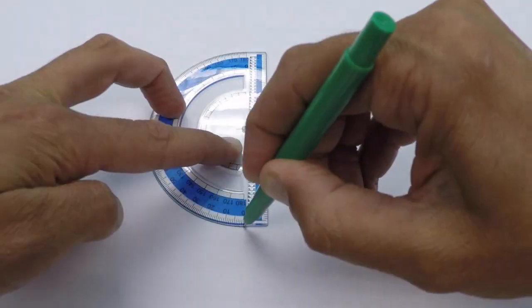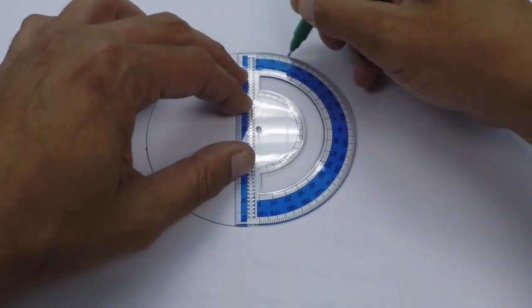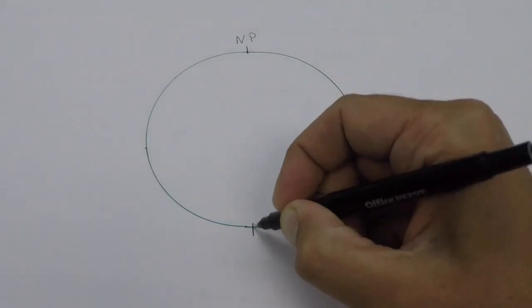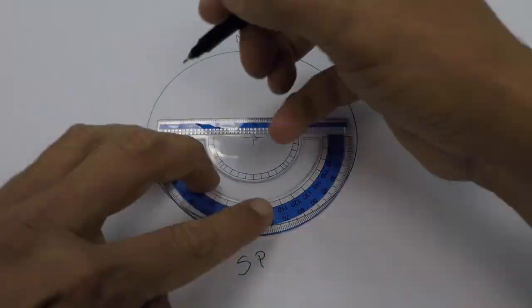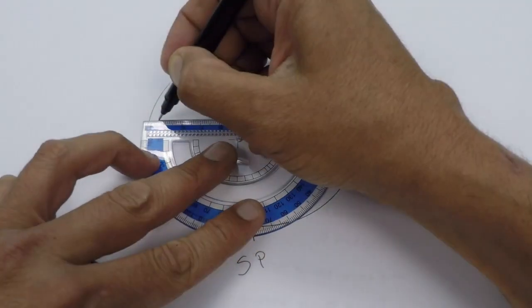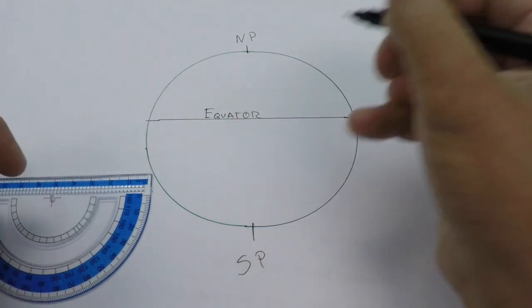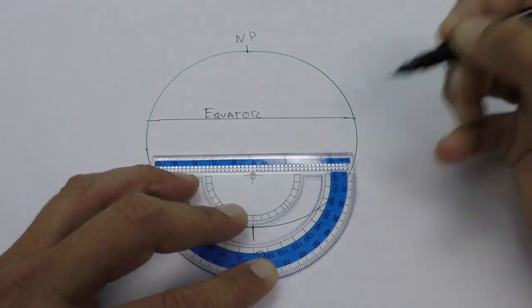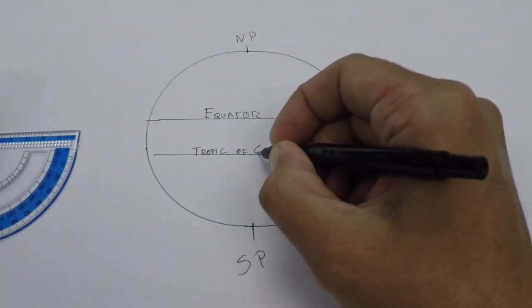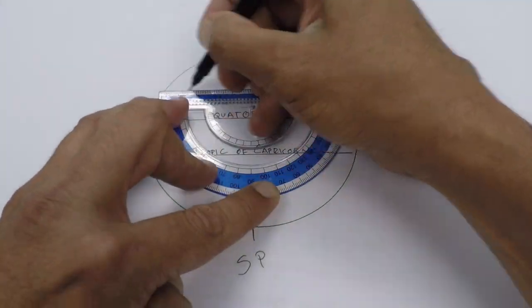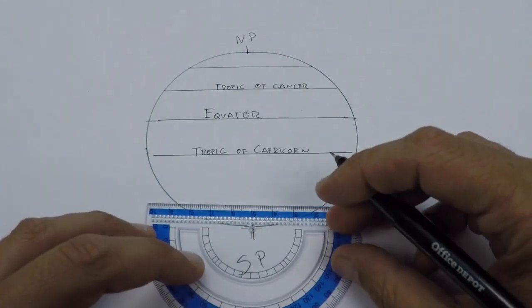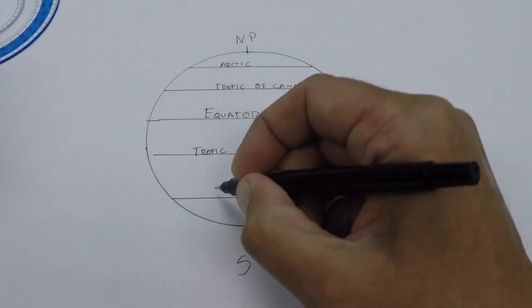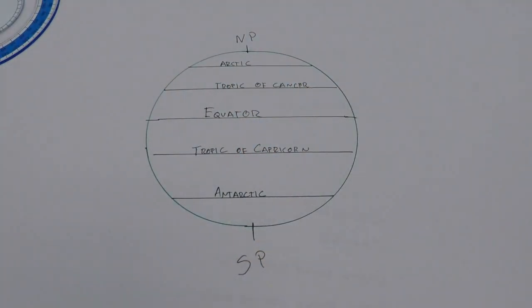Okay, now let's look at the Earth where we're used to. At the very top, we're going to put the North Pole, and at the very bottom, we're going to put the South Pole. And this is how we split the Earth. Right down the middle, we call that the equatorial line. Underneath it, you'll find the Tropic of Capricorn. Above it, the Tropic of Cancer. And then at the very top and bottom, the Arctic and Antarctic circles.